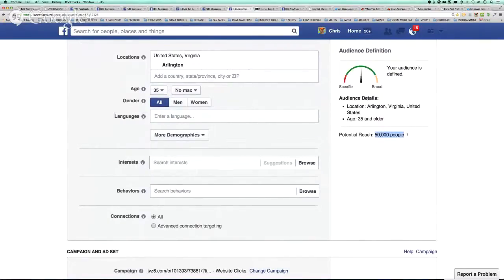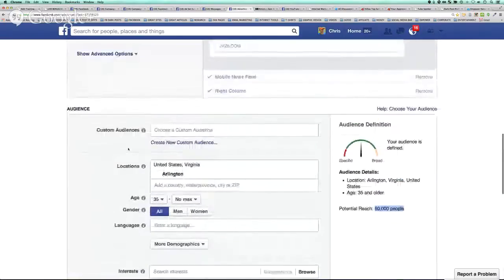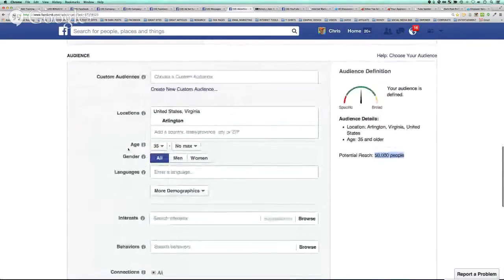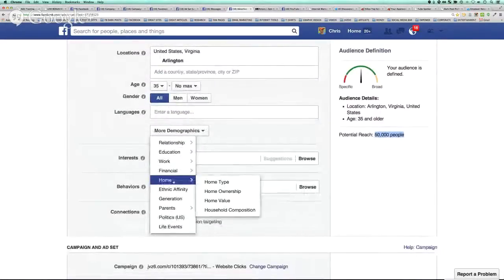So there's 50,000 people. Right now I could reach 50,000 people who live in Arlington who are 35 and older. I could put together an ad that says what your home is worth, right? So there's stuff you can do there. Now you could use these right here. If you go to more demographics, you go to home type, home ownership, home value, household composition.